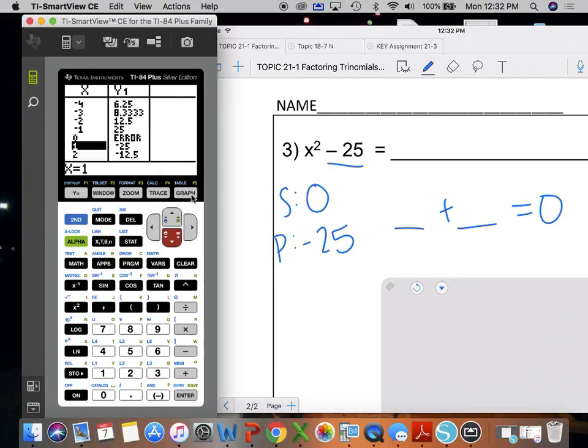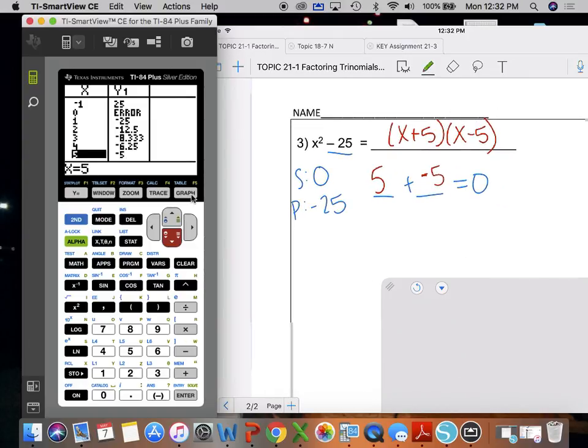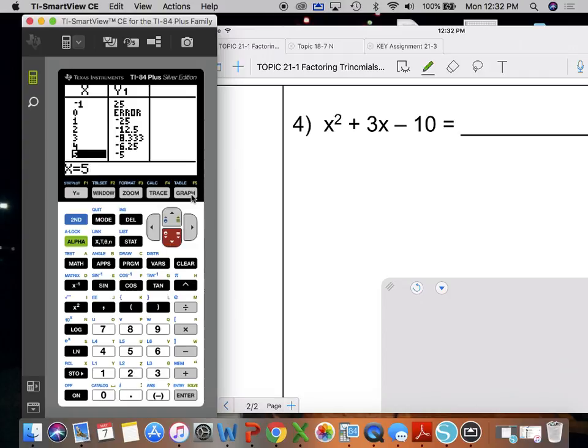So 1 plus -25 is not 0. 2 plus -12, I skip the decimals. 5 plus -5 would give me 0. So my factors are a +5 and a -5. So again, as long as you know your steps on the front page and remember to use your notes on the assignment, then you will be just fine, and these problems should go very quickly for you.